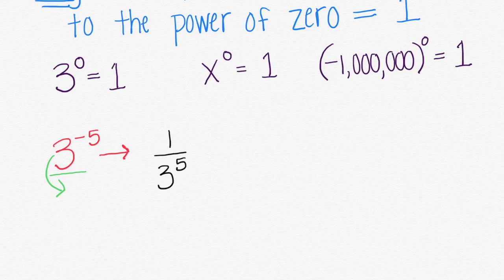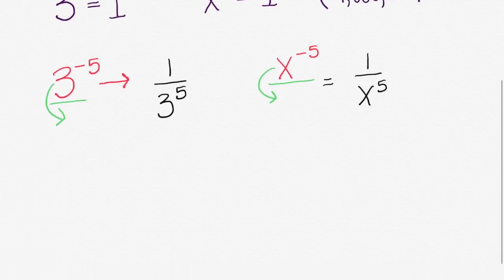Or let's say I have a variable, x to the negative 5th. Again, I draw a division line. I take the term and its exponent. When I move it across the division line, the exponent now becomes positive. Now this works both ways.